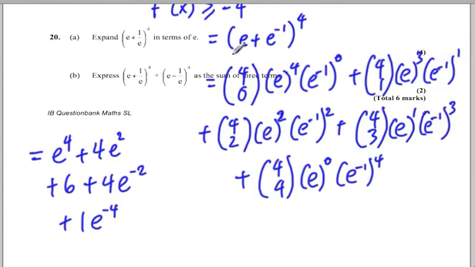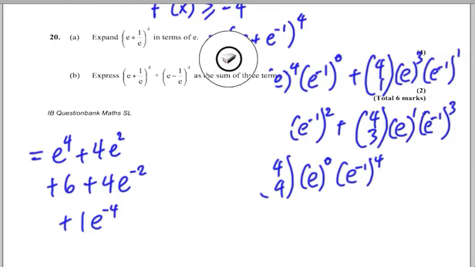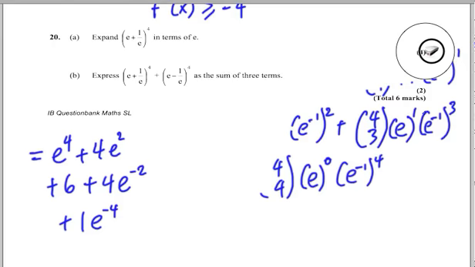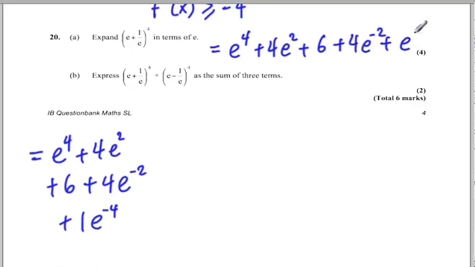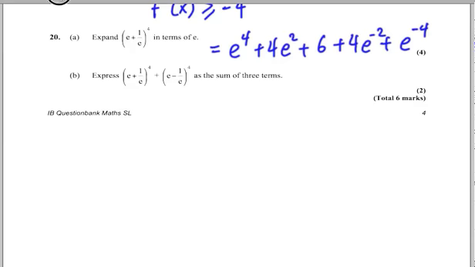So the solution to this question over here is equal to e to the 4 plus 4e squared plus 6 plus 4e to the negative 2 plus e to the negative 4. Okay, so that's the solution for this one. And you can always scroll back to see how you can have done that.